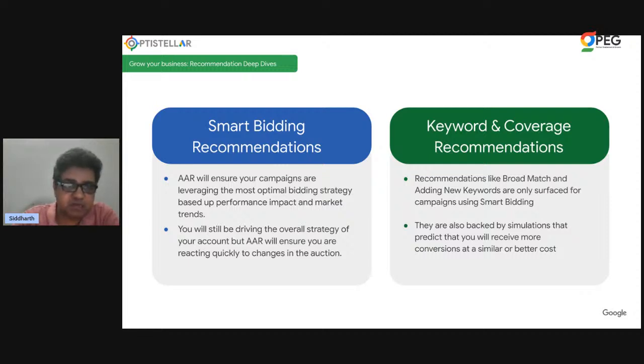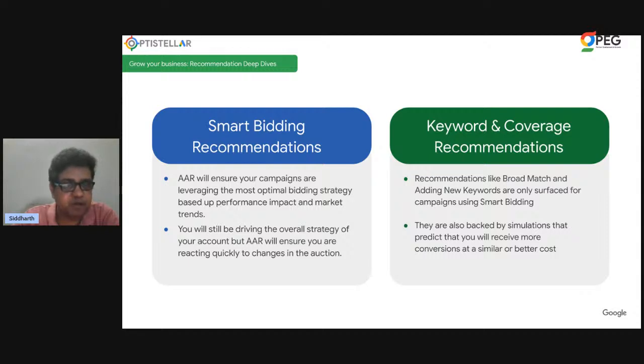Now, when we talk about the smart bidding recommendations, auto apply recommendations will actually ensure that your campaigns are leveraging the most optimal bidding strategy, based on the performance impact and market trends. So first of all, auto apply recommendations will help you make sure that you have the optimal bidding strategy. At the same time, you will also be able to drive the overall strategy of your account, and you are reacting quickly to the changes in the auction.